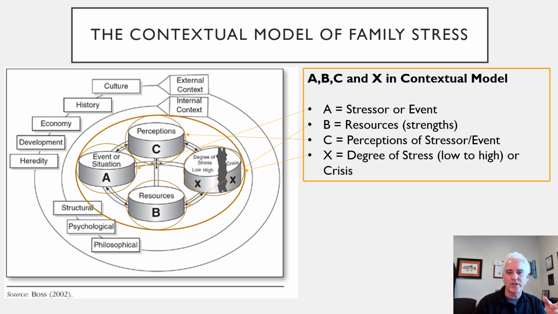So the A is the stressor or the event. What happened that pushed this family to the point that they are? The B, as with the ABCX model, is their resources. What do they have available to them? And this also could be seen as their strengths. Some strengths are internal to an individual. Some strengths are internal to the family. Some strengths are external, the supports they have around them. C is their perception of the event or the stressor. And then X is the degree of the stress, low to high.